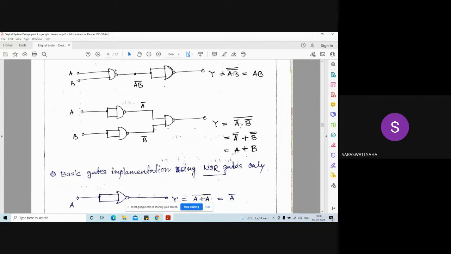Ma'am, the word bubbled, where exactly is it pointing to? Bubbled means actually complement. This symbol is termed as bubble. Okay? Suppose we take the complement of AND operations, then it is called bubbled AND operations. So bubbled AND means actually NAND. Okay.